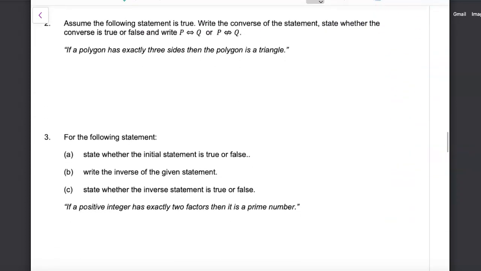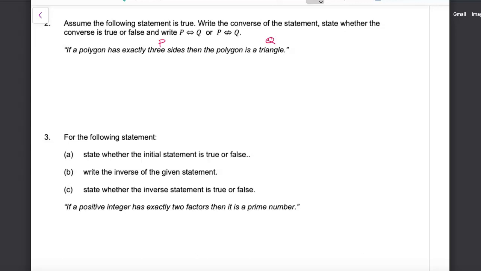Okay, let's have a look at question 2. Let's assume the following statement is true. Let's write the converse of the statement and then state whether the converse is true or false and write equivalence or not equivalent. So if a polygon has exactly 3 sides, so there's my event P, then the polygon is a triangle Q. So we're going to assume that's true.